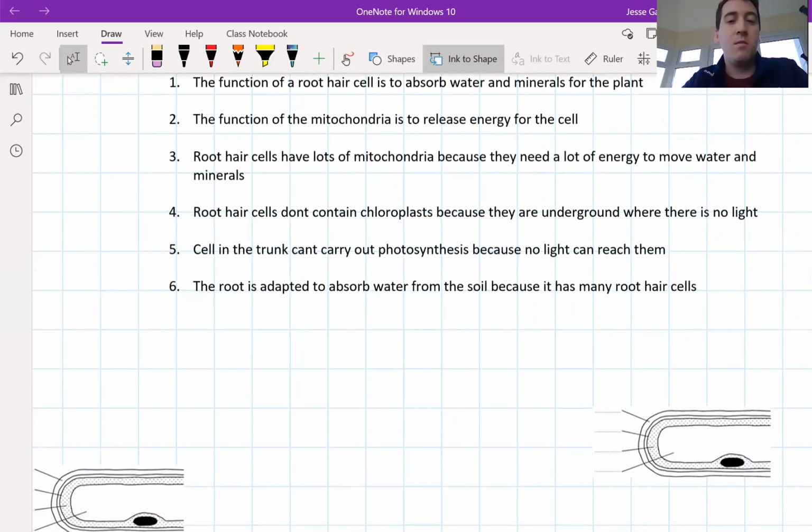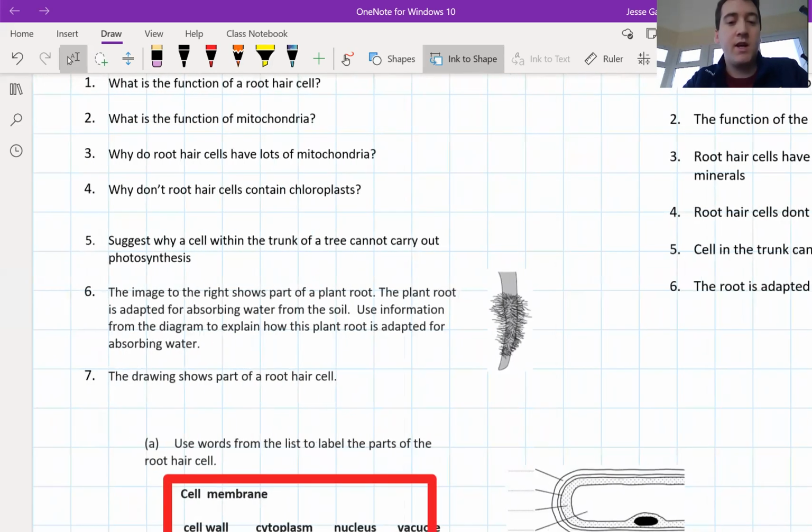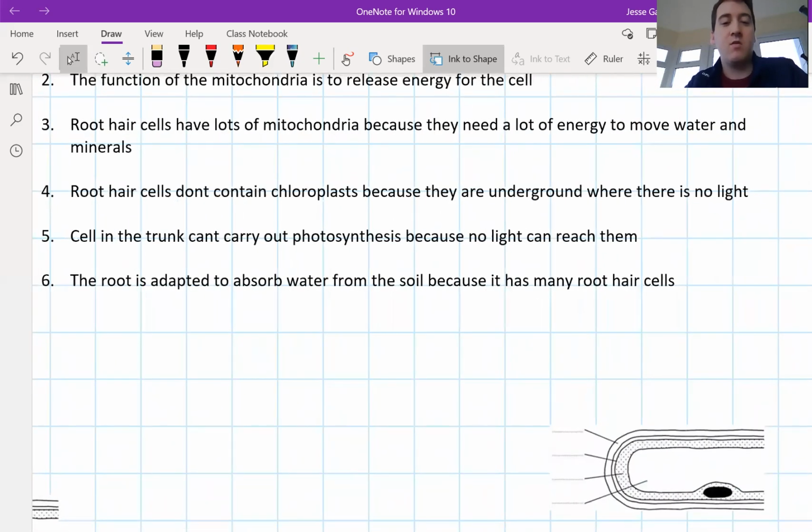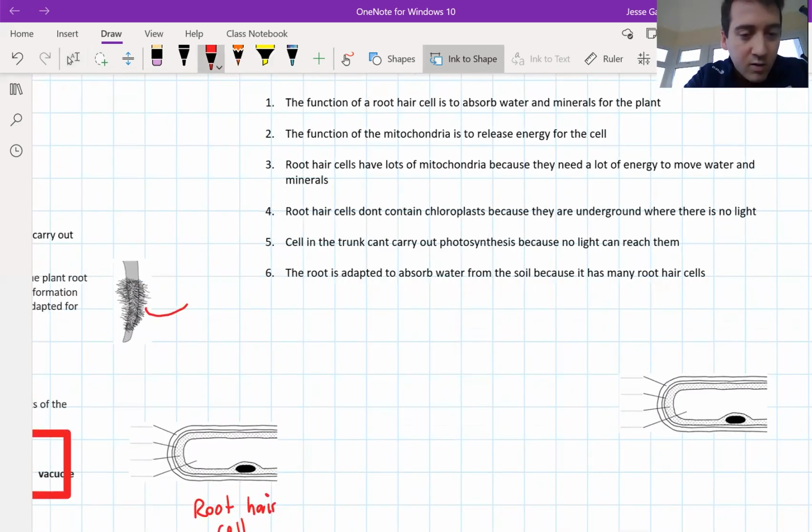Number 5, you can see it there. Number 6 asks you, the image on the right shows a plant root. The plant root is adapted for absorbing water from the soil. Use information from the diagram to explain how this root is adapted for absorbing water. Well, the root is adapted to absorb water from the soil because it has many root hair cells. So all of these guys are root hair cells, and these are what have the features that make it adapted to its job. So what are those features again? They have many mitochondria, they have a large surface area, and they have no chloroplasts.